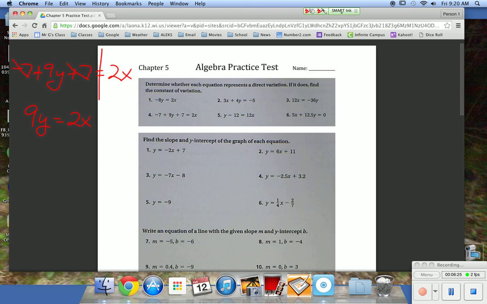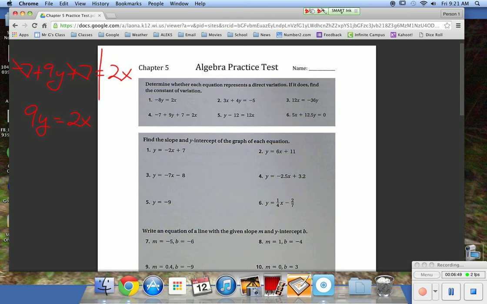Okay, I've got 7 apples in a basket, plus 7. I take 7 apples out of the basket, minus 7. How many apples do I have left in my basket? None. That's essentially what's happening here. It's on the same side of the equal sign. We're not crossing over the equal sign, okay?